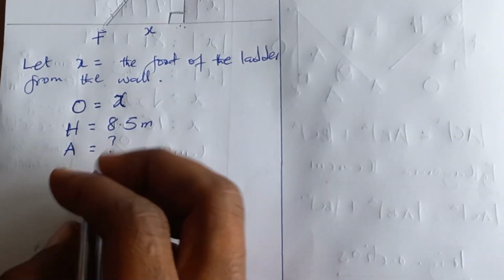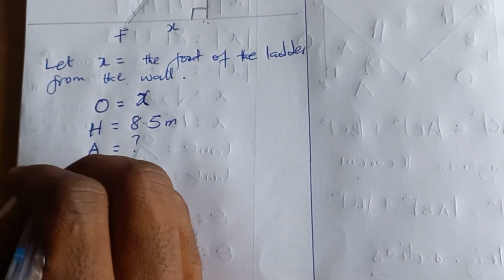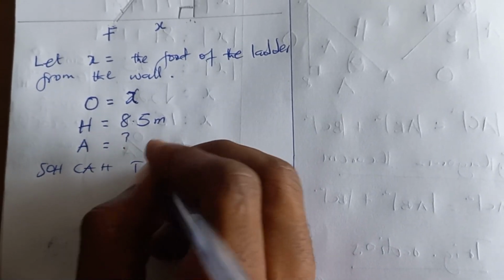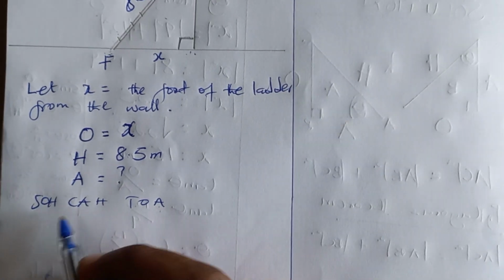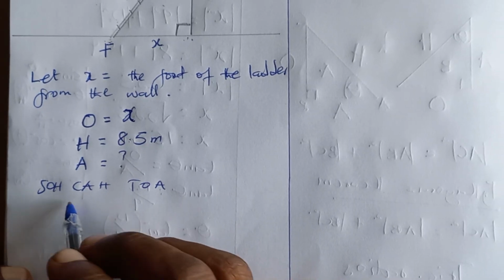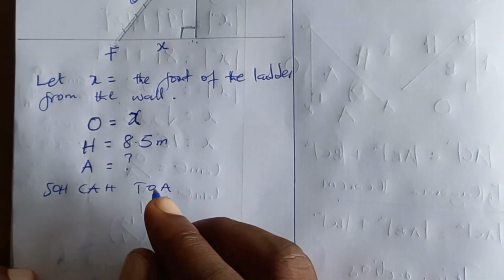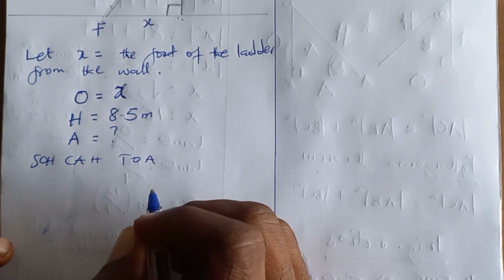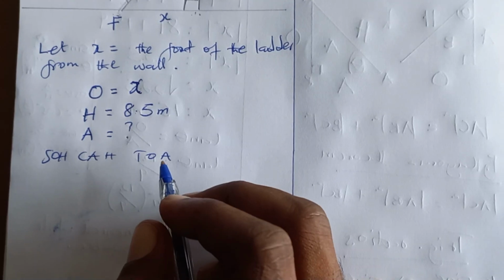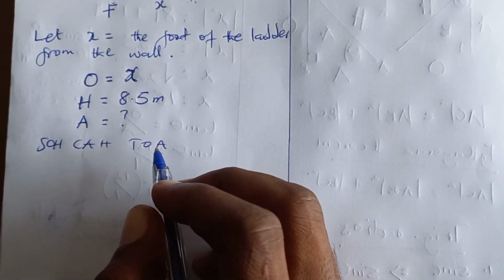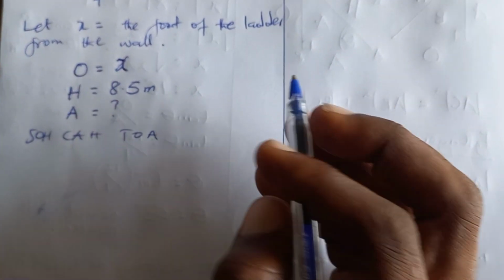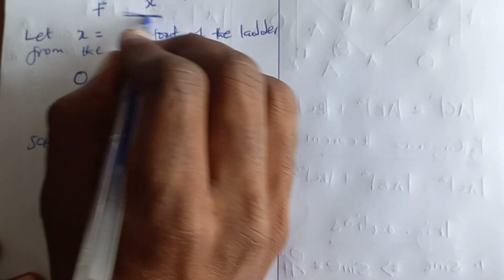Okay, so already let's form our trig ratios. We have SOH CAH TOA. Please, if you don't understand how we came about this SOH CAH TOA, kindly visit our previous video on trigonometry. Okay, I hope you get it there. Good. So we are asked to calculate the distance to one decimal place from the foot of the ladder from the wall. Okay, so this is the side we are looking for.